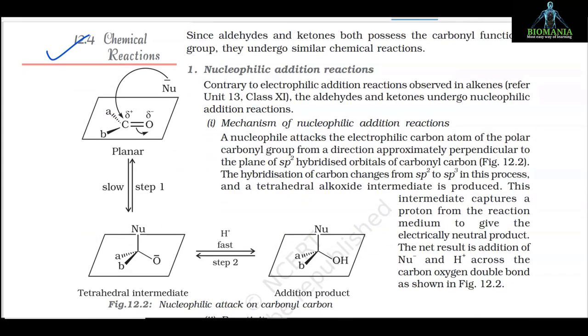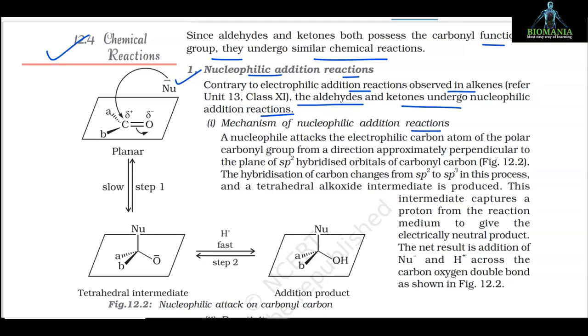12.4 Chemical reactions. Since aldehydes and ketones both possess the carbonyl functional group, they undergo similar chemical reactions. Number 1. Nucleophilic addition reaction. Contrary to electrophilic addition reactions observed in alkenes, aldehydes and ketones undergo nucleophilic addition reaction. Number 1. Mechanism of nucleophilic addition reaction.